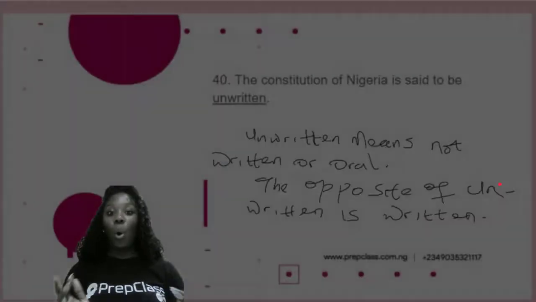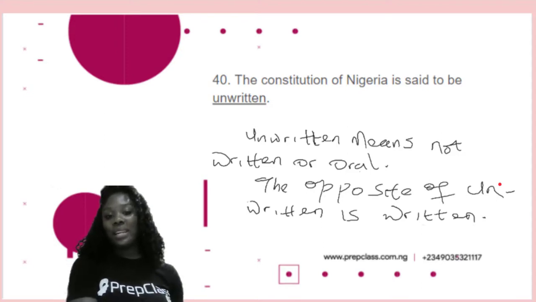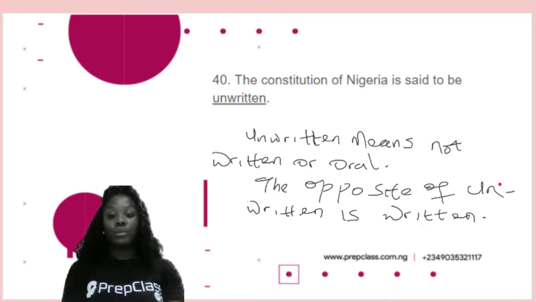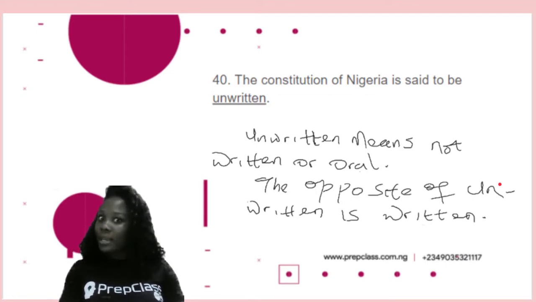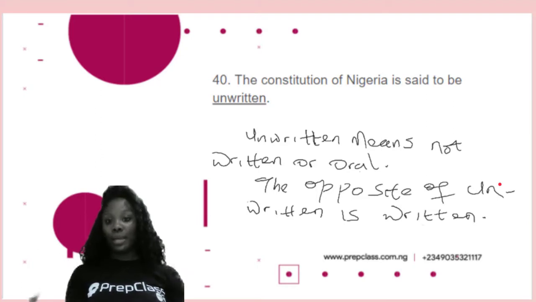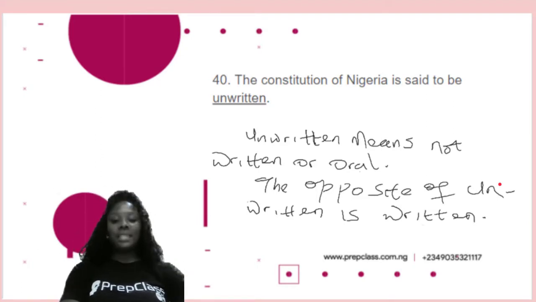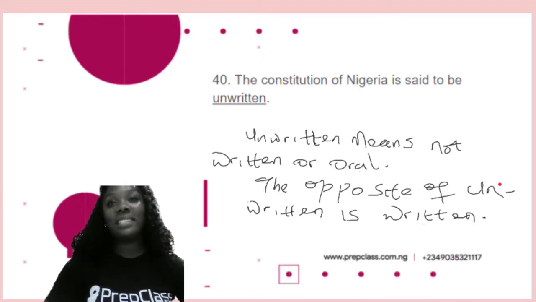So what does it mean to be unwritten? To not write something, that's the meaning of unwritten. It means not written, oral, something that is not stated in writing. So the opposite of unwritten would of course mean written. You either write it or you don't write it. The opposite of unwritten is written.